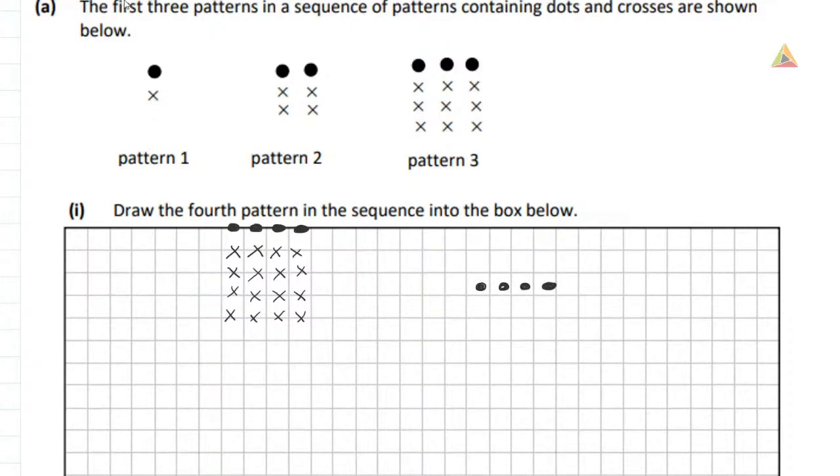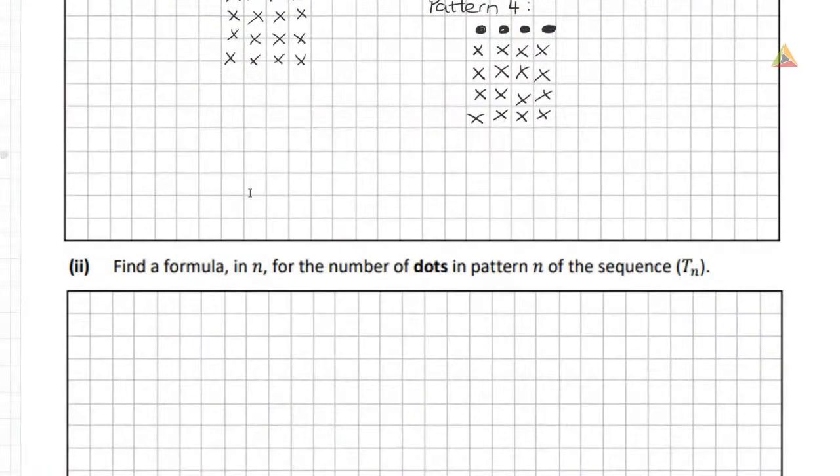So I looked at the dots first, and then I'm going to look at the crosses. So we had 1 cross underneath our dot, then we had 2 underneath each dot, then we had 3 underneath each dot. So now we're going to have 4 underneath each dot. So we'll have 4 crosses underneath each dot, and we have 4 dots going across. So this is what pattern number 4 is going to look like. Okay, so 4 dots and then 4 crosses under each of those dots.